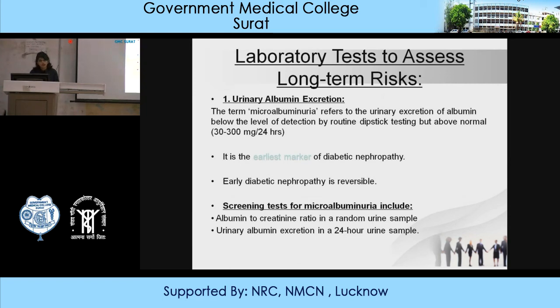And there are mainly these two terms. The first one is microalbuminuria and the second one is macroalbuminuria. In microalbuminuria, the level of albumin secreted in urine is more than it should be, but it is less than that detected by the dipstick method. So it is somewhere in between, that is 30 to 300 milligram per 24 hours.